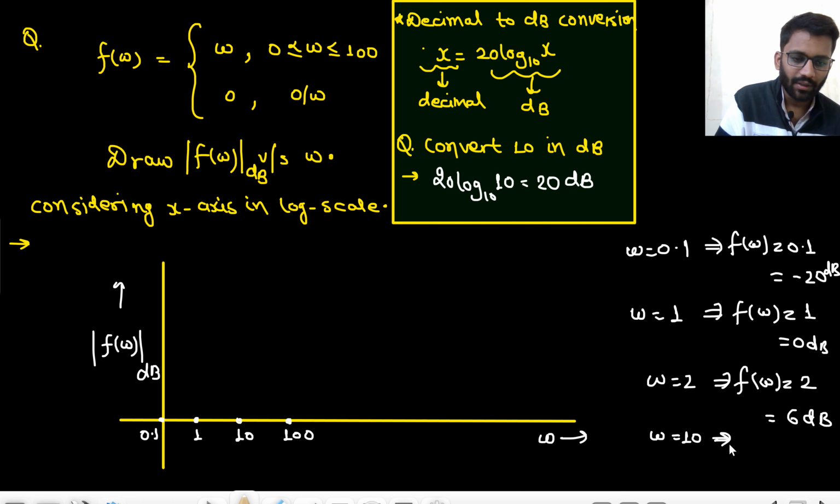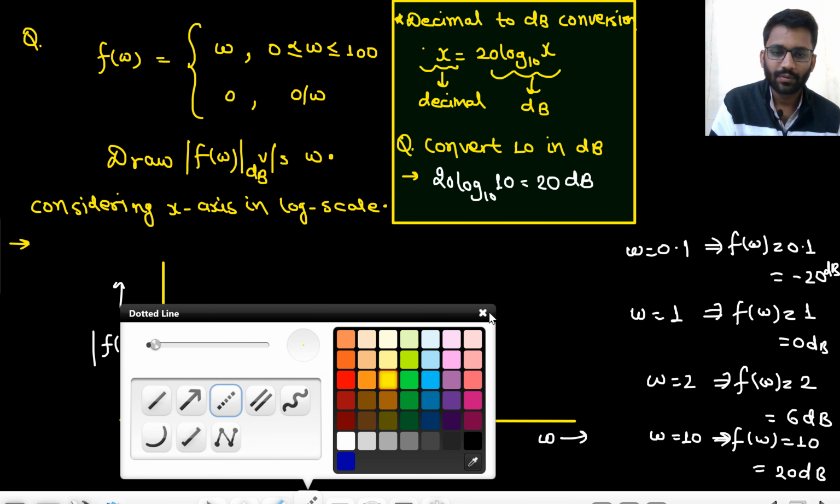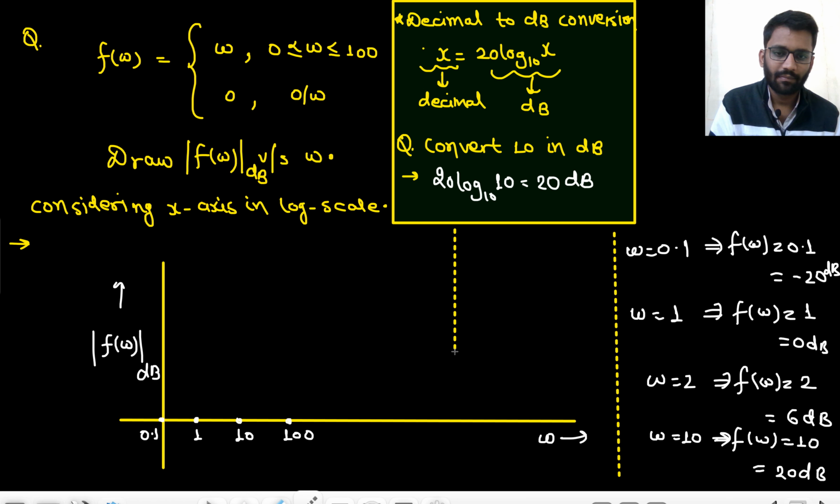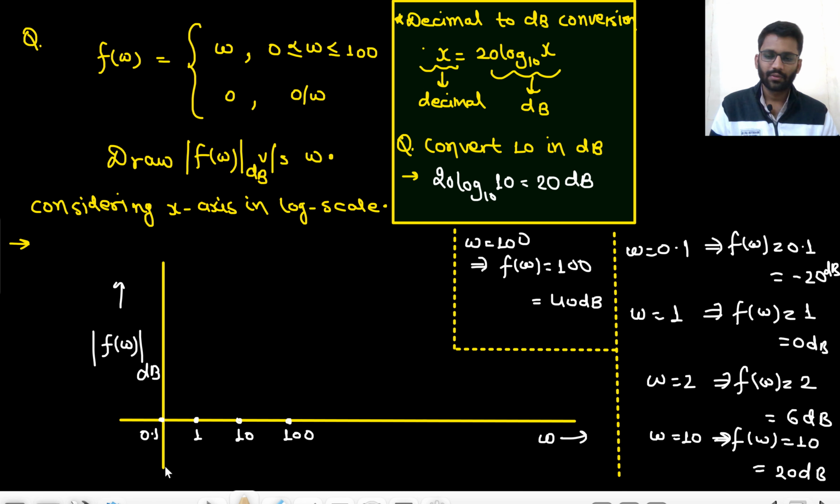Let's write for omega equals 10, what will it be? f of omega will be 10. It will be 20 log 10 of 10, so it will be 20 dB. If I write omega equals 100, then f of omega will be 100 only, so I will get 40 dB. So at 0.1, you are getting minus 20. At 1, you are getting 0 dB. The gain is in dB. At 10 you are getting 20 dB. At 100 you are getting 40 dB.